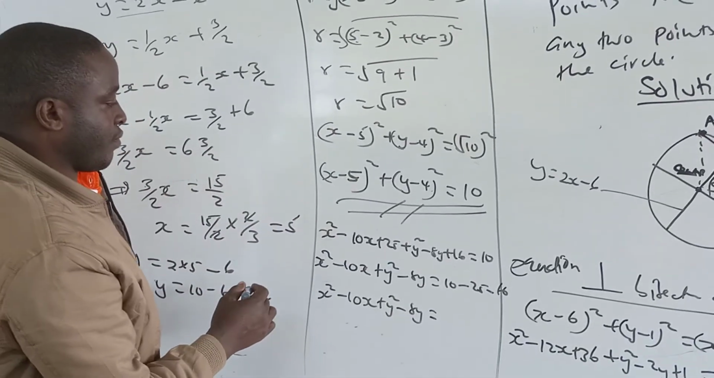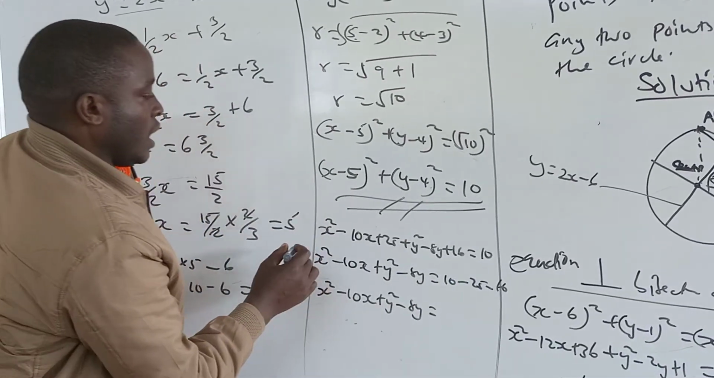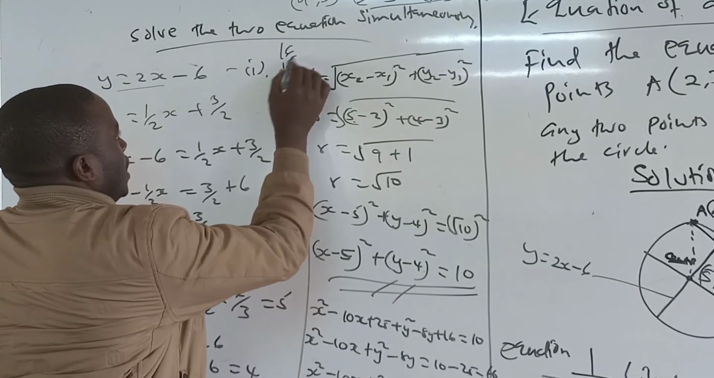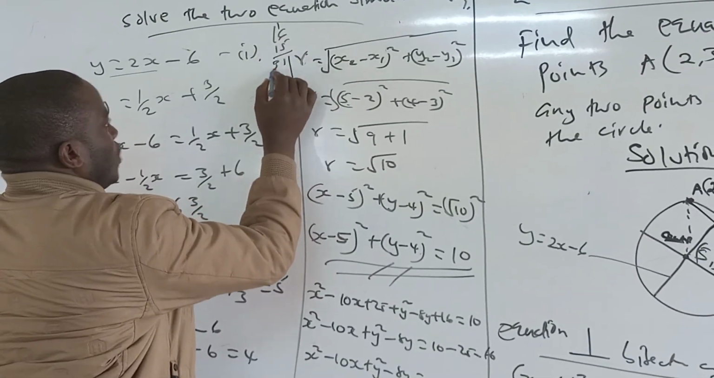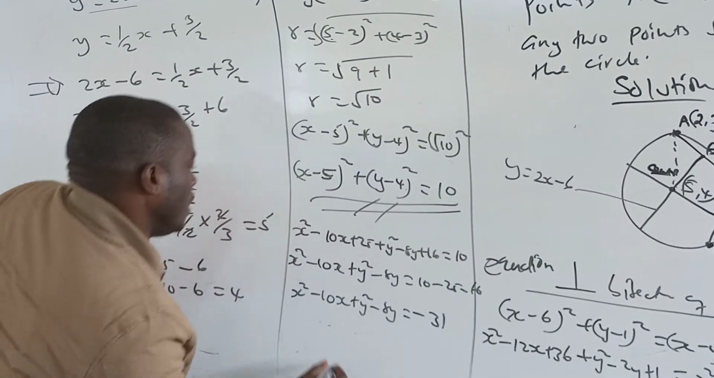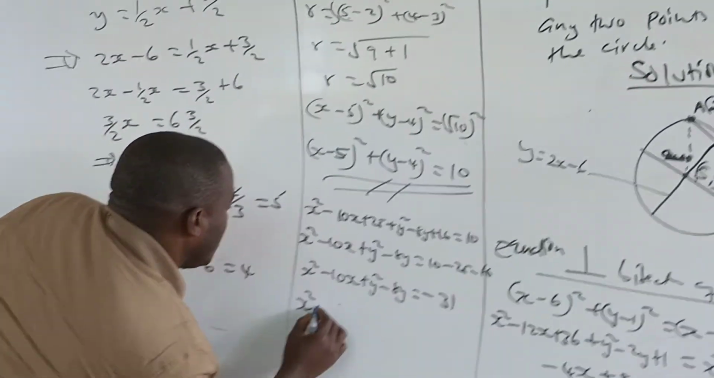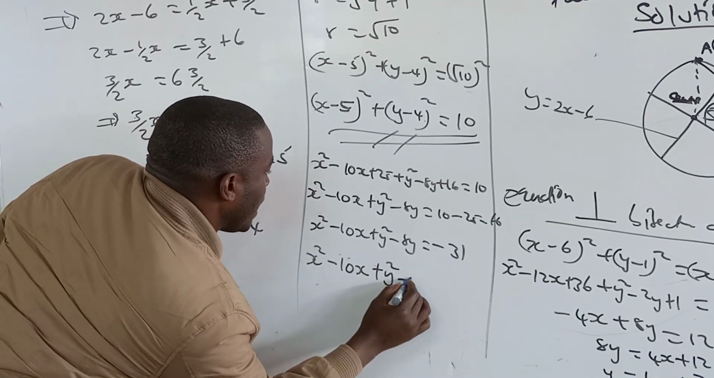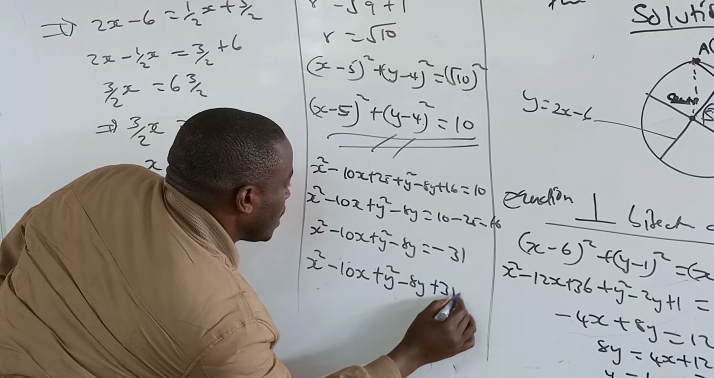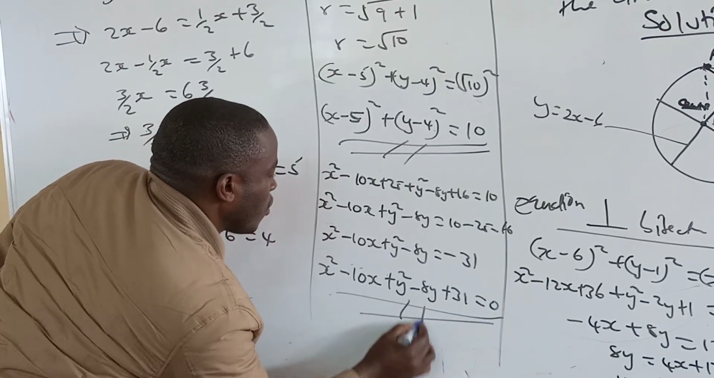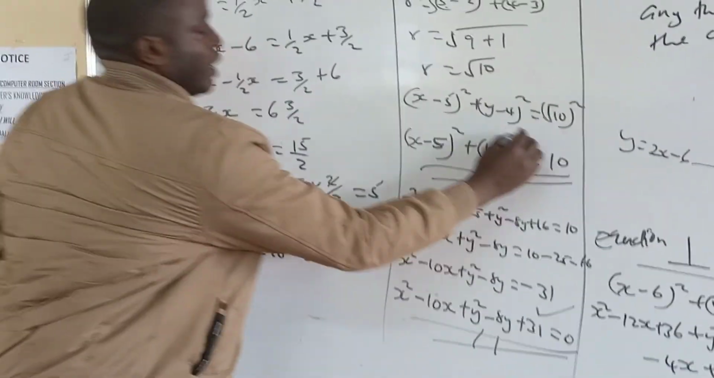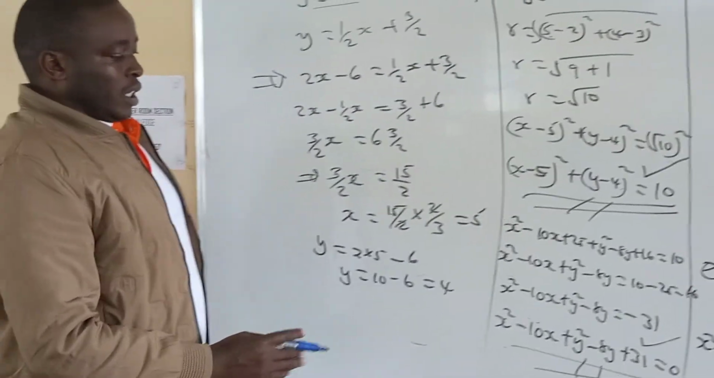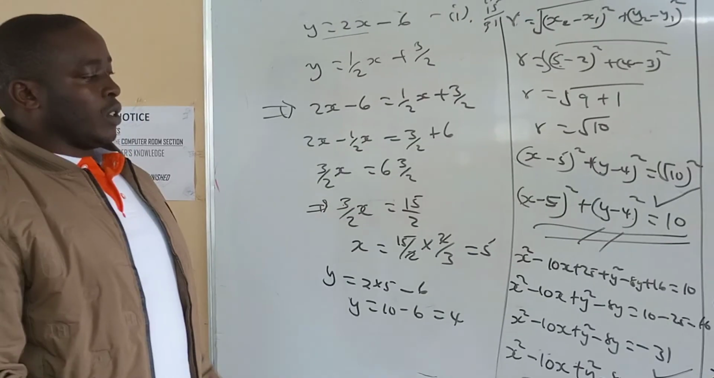This is negative 15 minus 16, which gives you negative 31. So this is the same as x squared minus 10x plus y squared minus 8y plus 31 equals 0. So this is the other form of the equation. You could have left it at the earlier point, which is still okay, or you continue to get that form. So that is the equation of the circle, and that is what you are required to do.